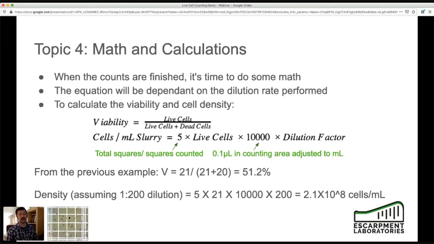Again, it's a ratio. Similar to a dilution, it's a ratio. So all we're going to do is take our live cells and divide it by the sum. If I counted, let's say, 75 live cells and 25 dead cells, I do 75 divided by 25 plus 75, which gives me 0.75 or 75%. That is my viability.